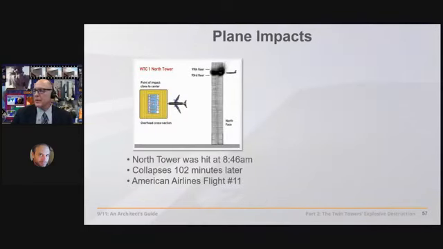The North Tower was hit at 8:46 in the morning. 102 minutes later is when it collapses. So a lot of people associate the impact of the airplanes directly with the collapse of the building. No, it's an hour or an hour and a half later that the buildings collapse. NIST even acknowledges, NIST is the National Institute of Standards and Technology, who was tasked by Congress to explain these collapses to the American people.